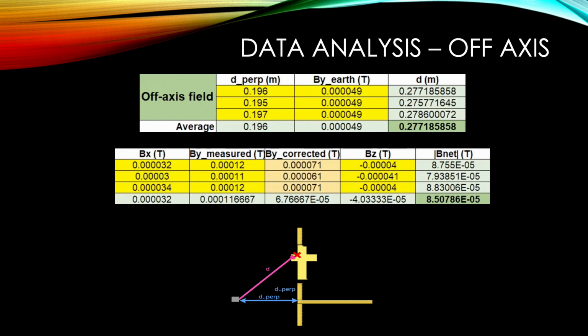I then did the same thing, but for the off-axis. The only difference was that I moved the magnetometer up, perpendicular to the direction of the axis, and the result of the average is given in the table.